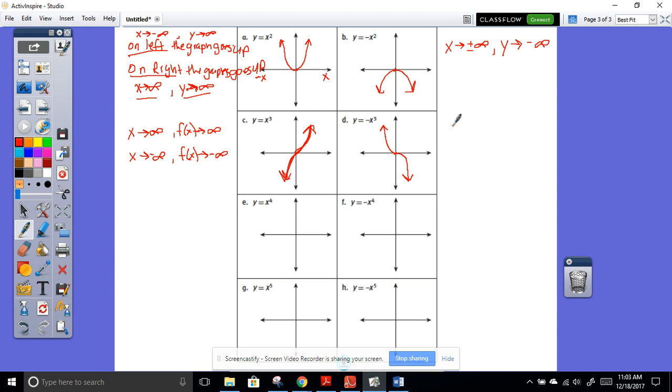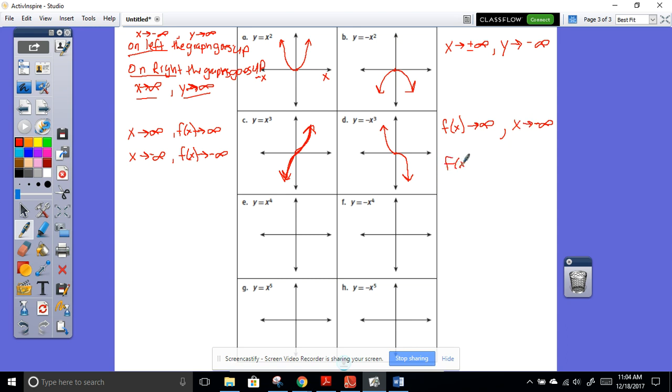Negative x cubed. Okay, so what's happening over here? This time we're going to write our x values first. My function's going up. Whoops, I put equals. I didn't mean to put equals. Just let me erase that. Okay, so here's where my function is going up. Well, which side am I on? I'm on the left-hand side, and this is the symbol for left. As my function's going up, I'm on the left-hand side.